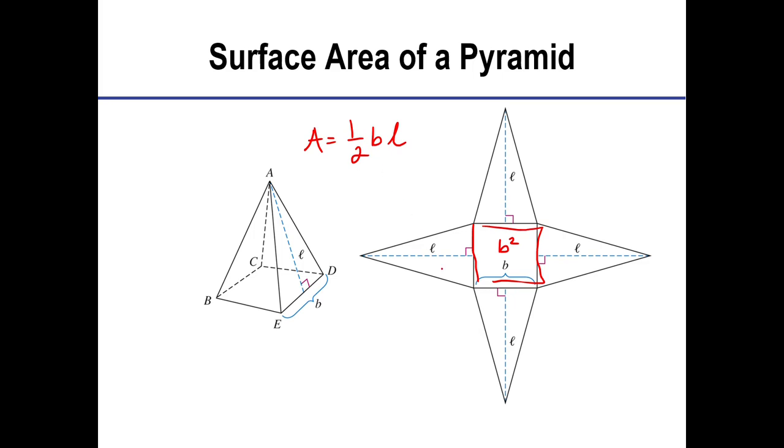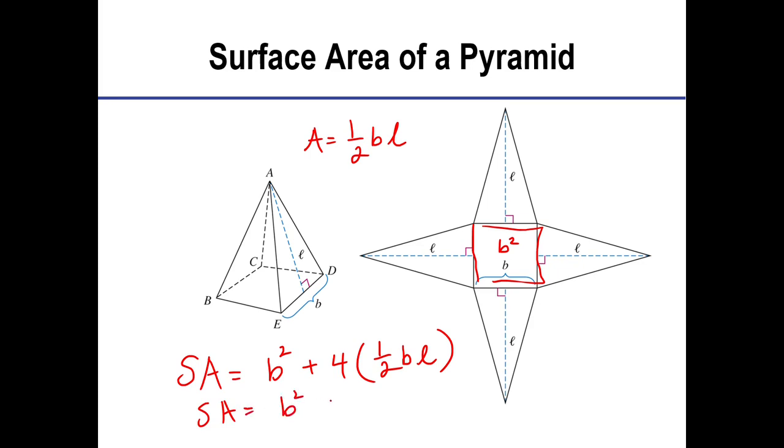Now, since there are 1, 2, 3, 4 triangles, we can come up with the surface area formula as b squared for the bottom, and we're going to add 4 times 1/2 b times L for the area of each triangle. And the surface area formula simplifies to b squared plus 2bL. Now this is the formula that works for a pyramid that has 4 faces.